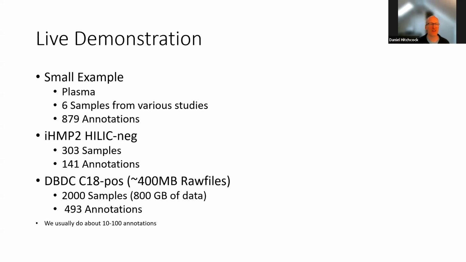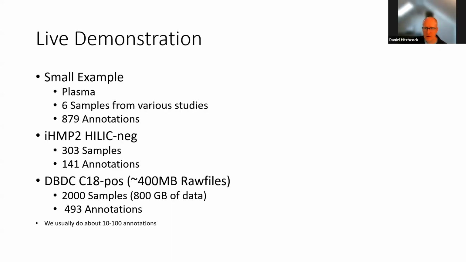So demonstrations. I'll show a very small example with some plasma samples from various studies, just our pooled references. These will all look different with 879 annotations. I'll show stuff from the IHMP2. I know I said there'd be 500 samples. I forgot it was processed in 2 batches, so we process it 1 batch at a time, so it's only 300. And then a stress test to show that it's capable of working with 2,000 samples and 500 annotations. I'm not saying that people would go in there and do that many. Like, I think that would be insane, but it is possible in theory.